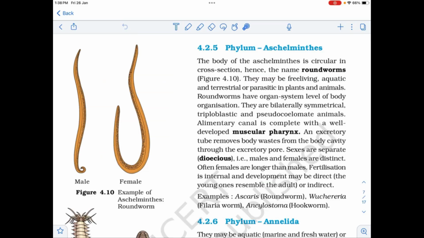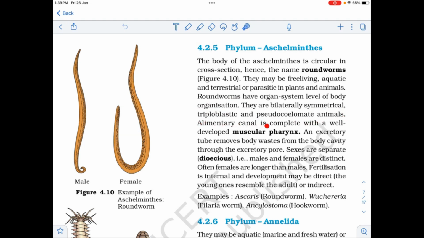Phylum Aschelminthes. The body of Aschelminthes is circular in cross section, hence the name roundworms. They may be free living, aquatic and terrestrial, or parasitic in plants and animals. Roundworms have organ system level of body organization. They are bilaterally symmetrical, triploblastic, pseudocoelomates.